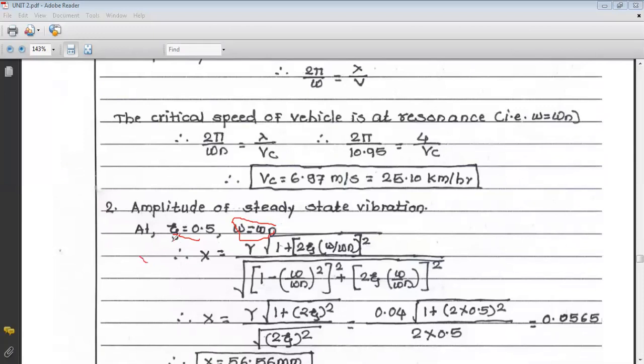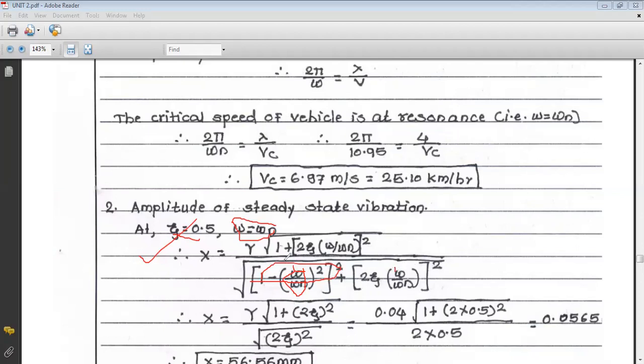So this is the formula for absolute amplitude. So x equals Y square root of 1 plus (2 zeta omega upon omega n) whole square, divided by square root of (1 minus (omega upon omega n) square) whole square plus (2 zeta omega upon omega n) whole square. So put the value of omega upon omega n as 1. If you put omega upon omega n as 1, that term becomes 0. So that term is 2 zeta, and this value is 1.